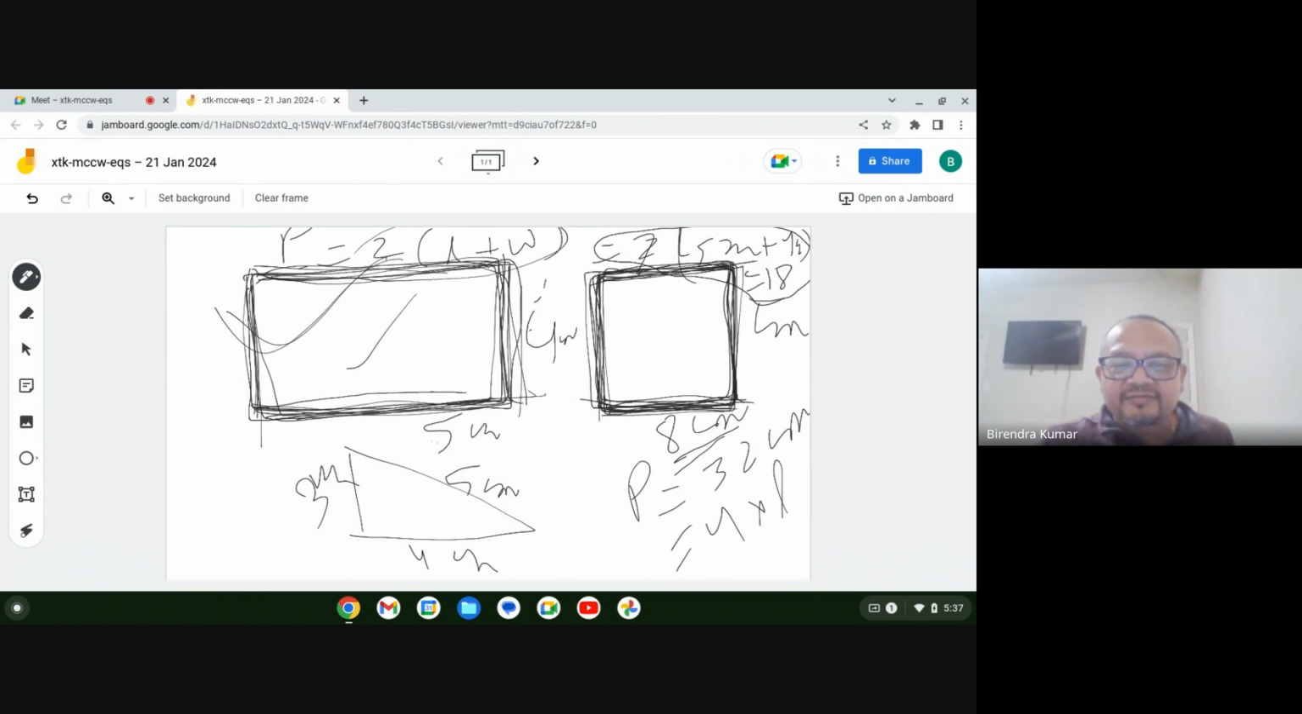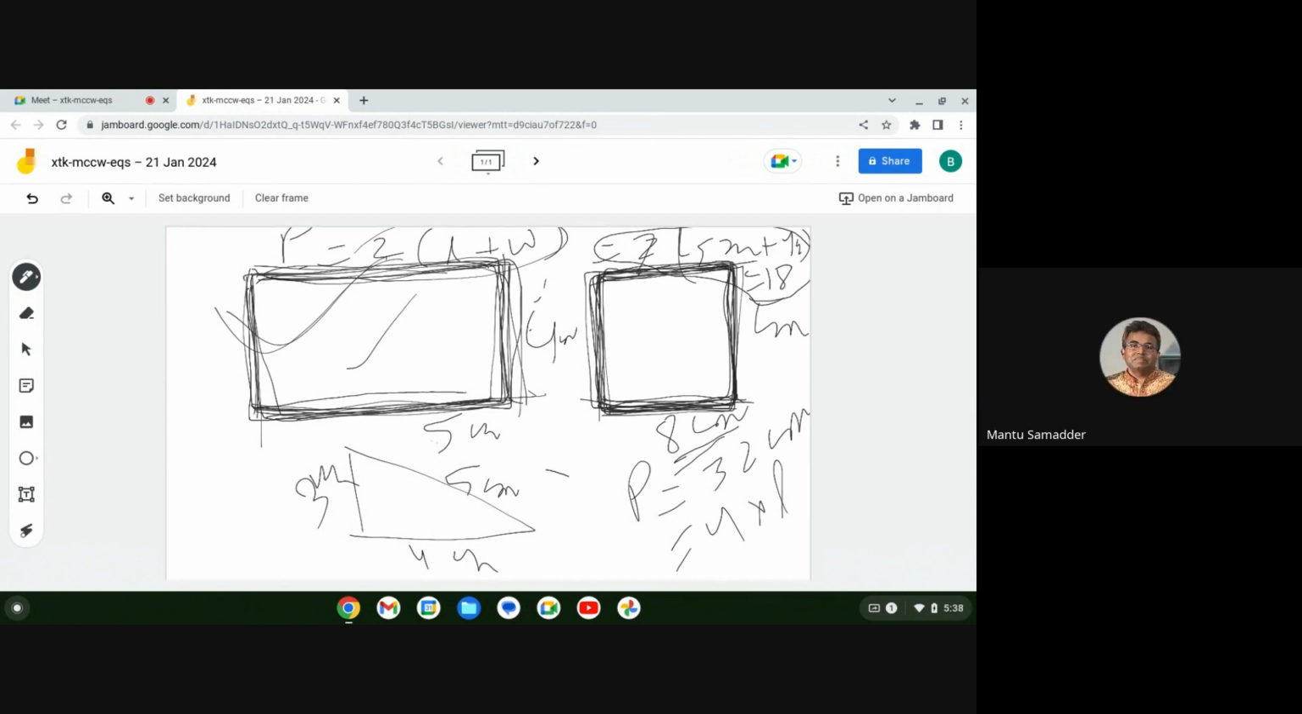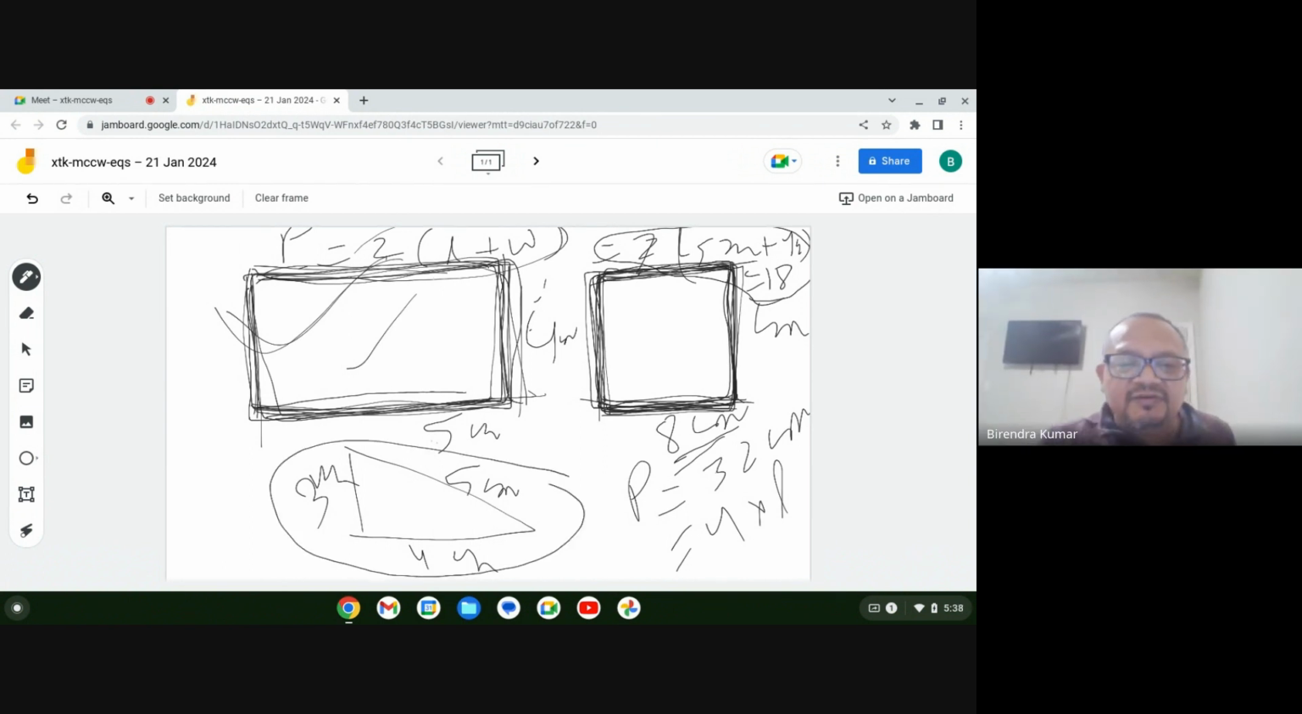Done. Now, if you have this right angle triangle, if somebody says find out the perimeter for this guy, 3 centimeter, 4 centimeter, 5 centimeter. I have not given you guys any formula for this, right? You have to just, it's perimeter, so just add them.